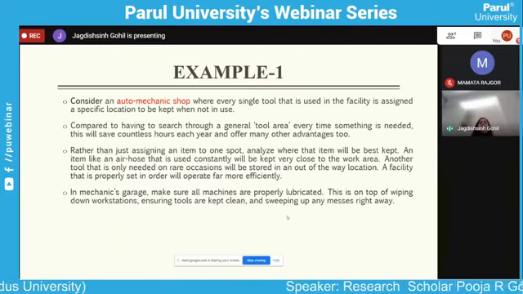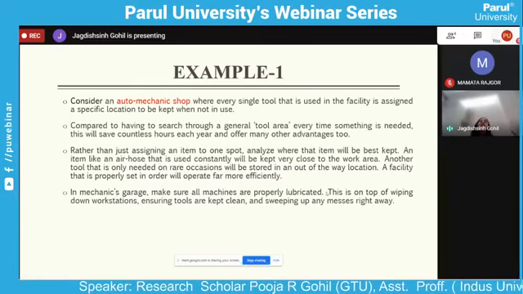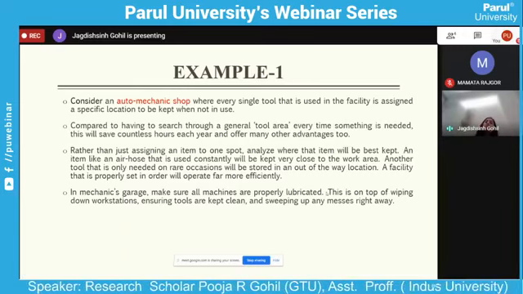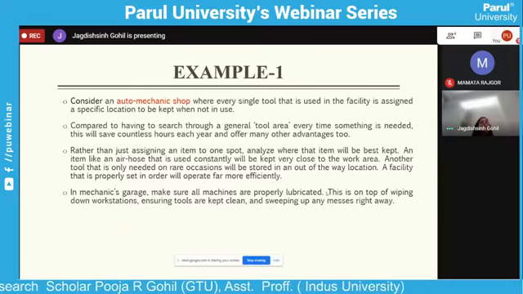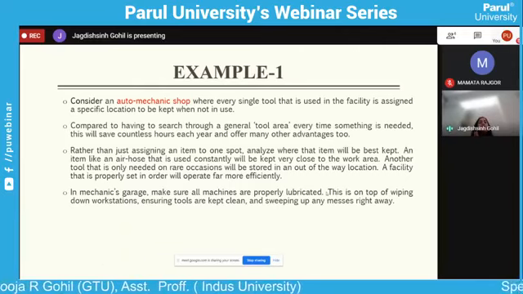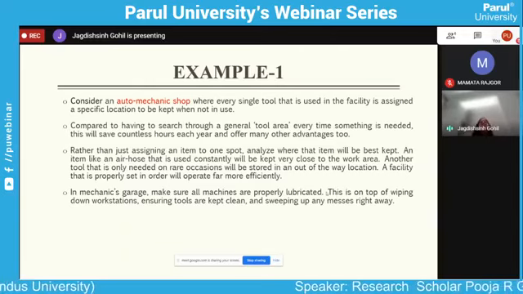So in a mechanic's garage, make sure all your machinery is lubricated. It should not be the case that when you need a tool, you first lubricate it and only then start using it. In that case, you are definitely wasting a lot of time. So all your tools should be what we call pre-maintained. Rather than going for post-maintenance, all your machinery should be pre-maintained and kept at a proper location. The ones we need more should be kept in a nearby area.